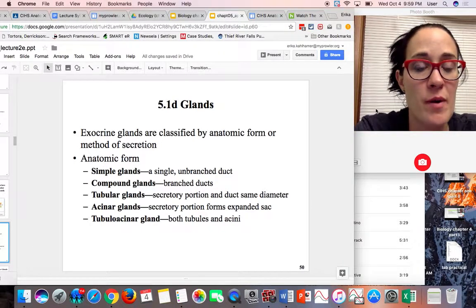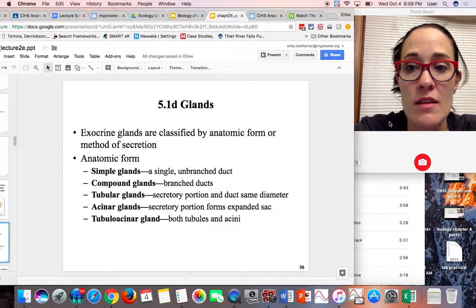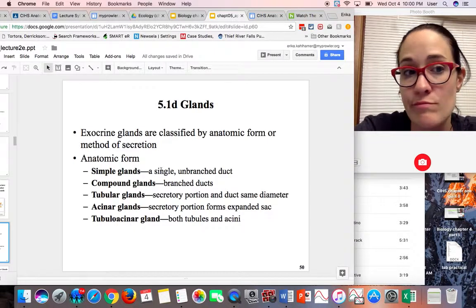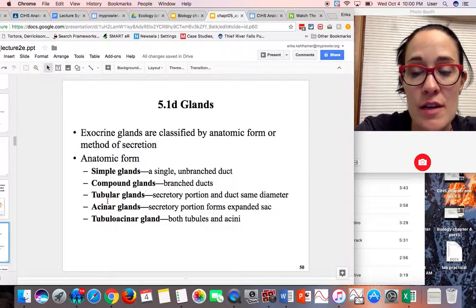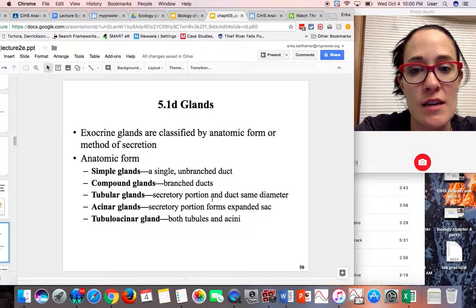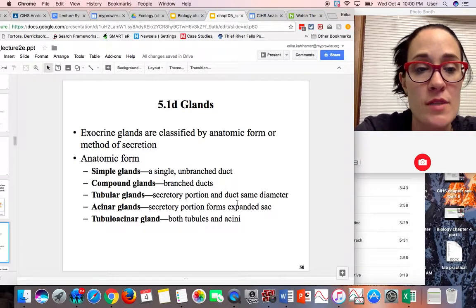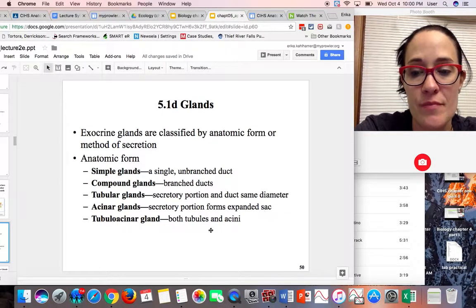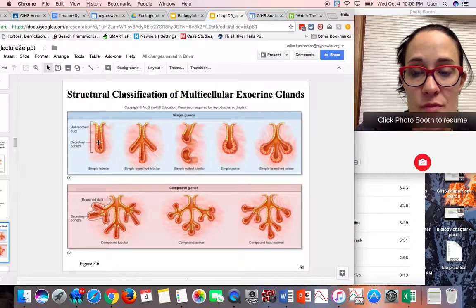They can be classified by how they look, their anatomy, and then their method of secretion, so physiology. So anatomy, there's either simple glands or compound, so unbranched or branched. Then the shape of the duct. Is the secretory portion the same size as the duct? Or is it acinar, the secretory portion is like a little sac? Tuboacinar is both.